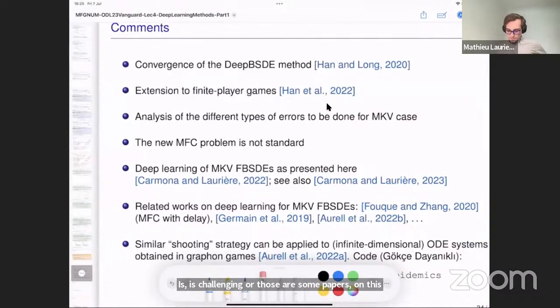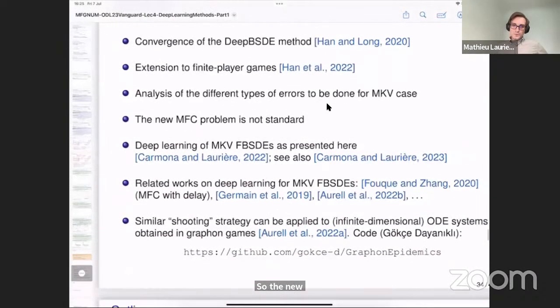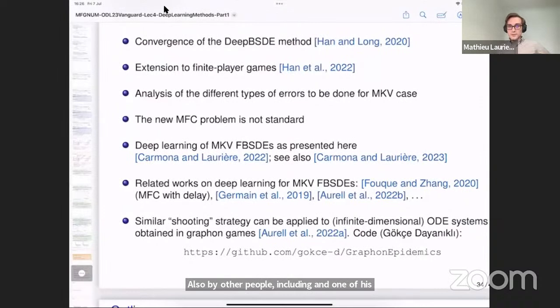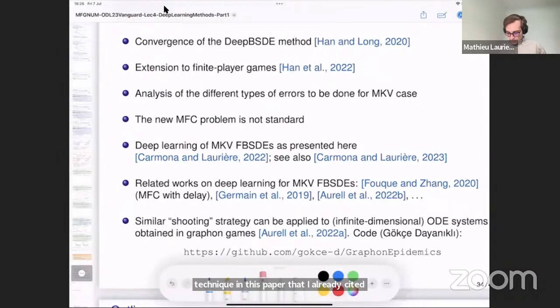So yes, there are some references. For example, Dylan Possamaï and co-authors. So the new MFC problem is not standard. Here, the presentation was based on my papers with René Carmona, but the same techniques have been used also by other people, including Jean-Pierre Fouque and one of his students on mean field control with delay. Maximilien Germain has worked a lot on deep learning for optimal control and also McKean-Vlasov control. And we also used a similar technique in these papers that I already cited, where we do an application. So I will come back to this a bit later.